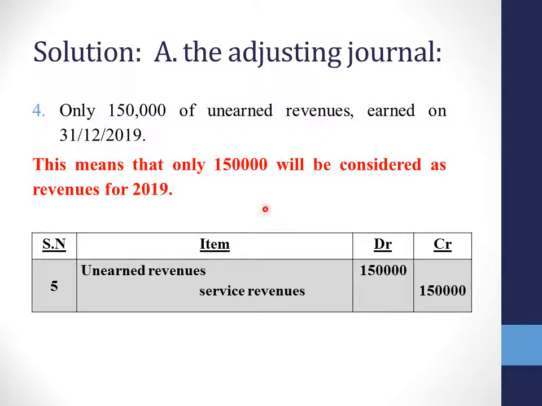Number 4, only 150,000 of unearned revenues earned on 31 of December 2019. It means that 150,000 from the unearned revenues became earned. What do you mean it became earned? It means that it belongs to the current year, which is 2019.